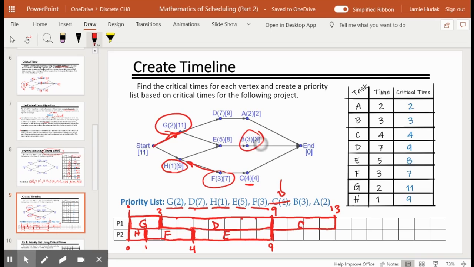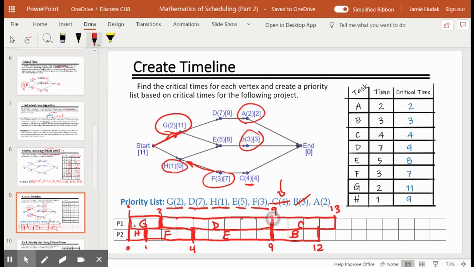Now I look at B. B is waiting on E. E is done at the 9th hour. I can schedule that. 1, 2, 3. 9 plus 3 is 12. B has been scheduled. And now A is waiting for D.